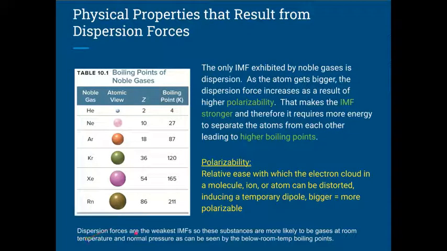These dispersion forces are the weakest intermolecular forces. So these substances are more likely to be gases at room temperature and normal pressure, as can be seen by the below room temp boiling points in this chart.